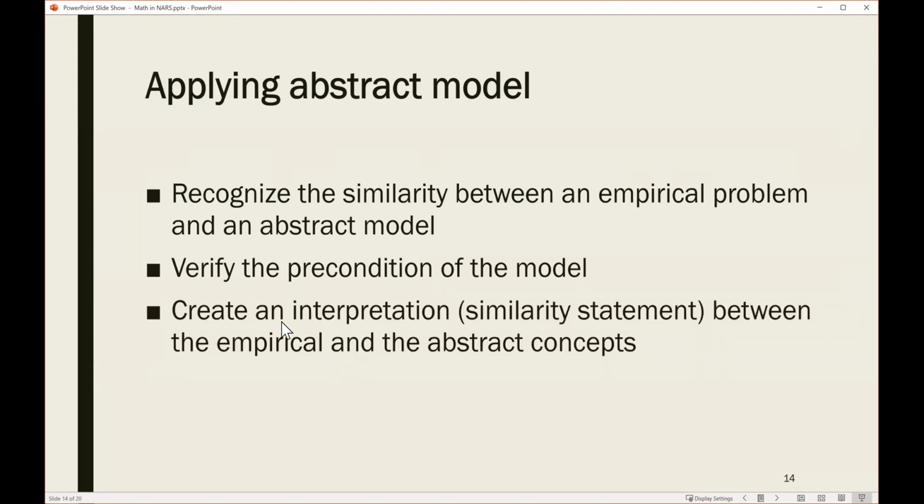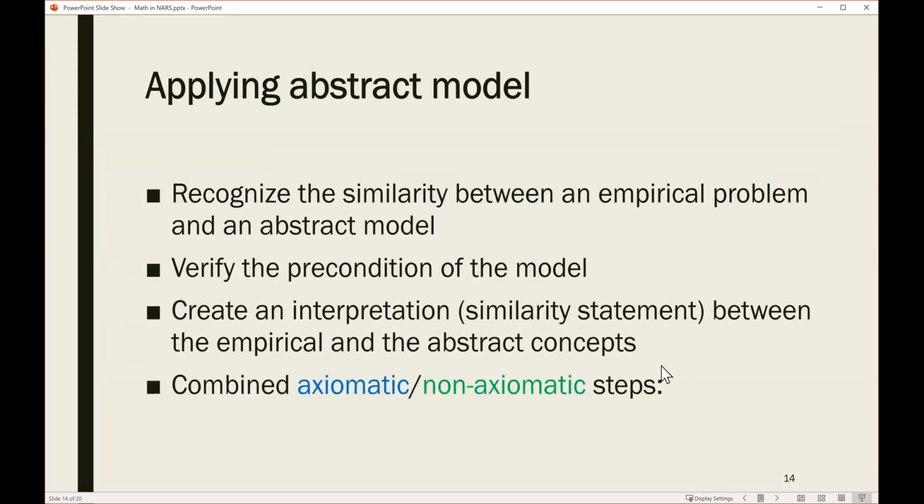Then you create an interpretation. Within NARS, interpretation is nothing but a similarity statement. You say that for my current purpose, I take this abstract symbol, for example X, to be similar to a concrete concept I'm using to describe the situation. Because of this similarity statement, we can do reasoning like analogy and so on to map the conclusion within the model to the conclusion outside the model.